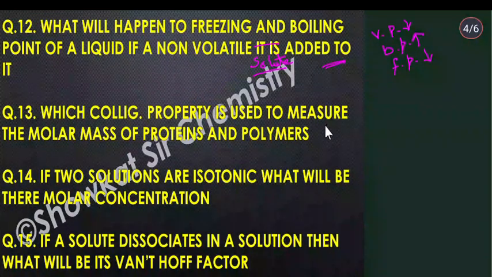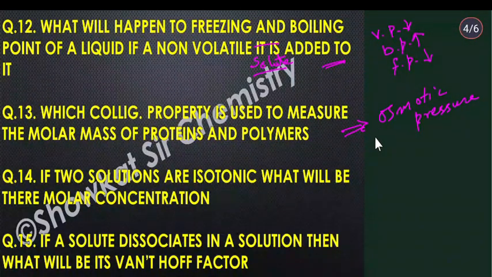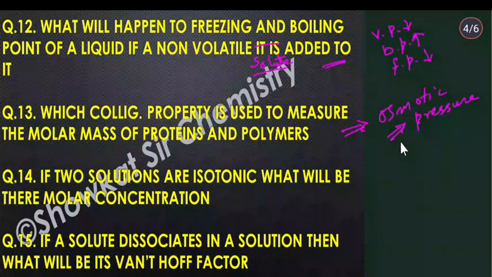Next is, which colligative property is used to measure the molar mass of proteins and polymers? So definitely it is the osmotic pressure. Osmotic pressure is usually used to measure the molar mass or the molecular mass of proteins and polymers. So all these polymers, isn't it? You will remember also here that this osmotic pressure is actually measured by Berkeley and Hartley's method, right? I hope you have gone through that. That is very important for the exam. You will remember that diagram too.